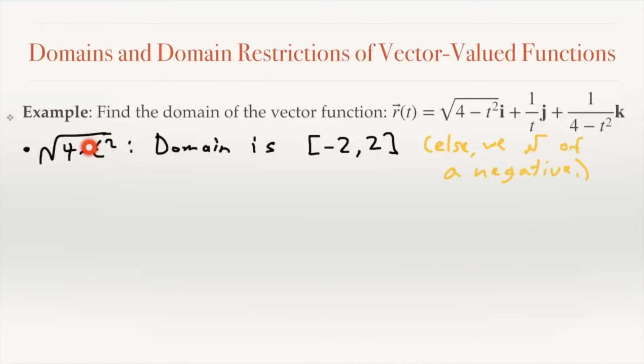If t is bigger than 2, then t squared is bigger than 4, and we have 4 minus something bigger than 4 is negative. And likewise, in the negative direction, -2 squared is 4. Anything less than -2 will make that negative.